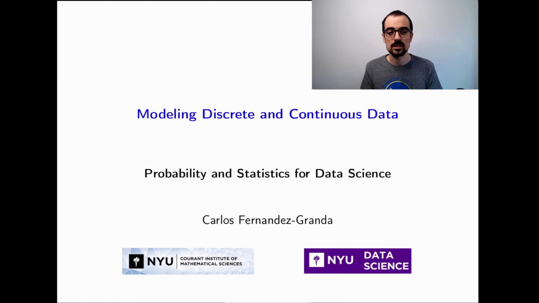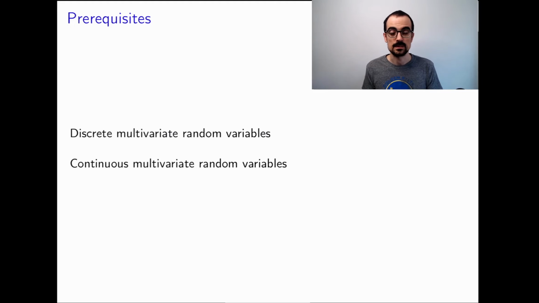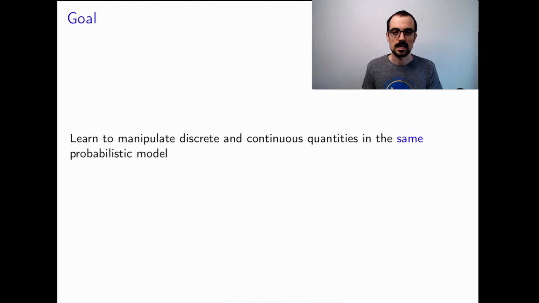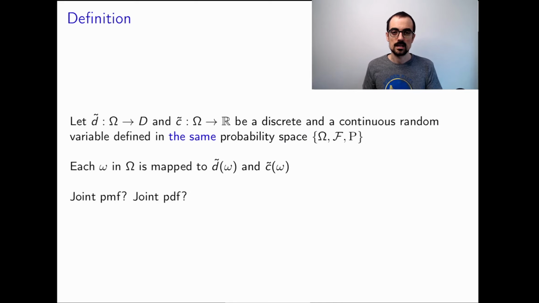Today we're going to talk about modeling discrete and continuous data. The prerequisites for this material are discrete multivariate random variables and continuous multivariate random variables. Our goal is going to be to learn to manipulate discrete and continuous quantities within the same probabilistic model. Let's start with the mathematical definition.